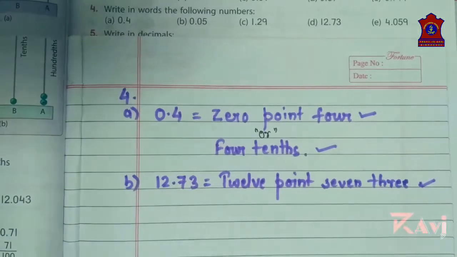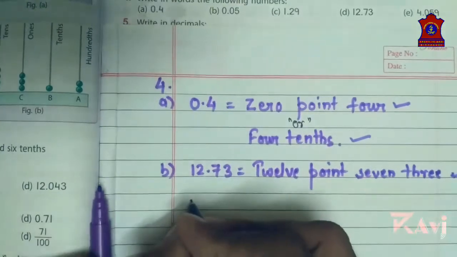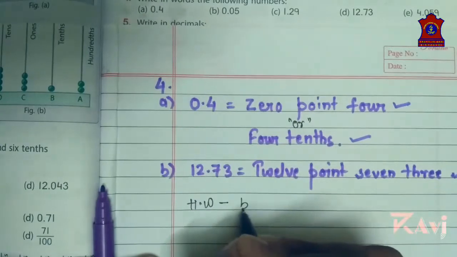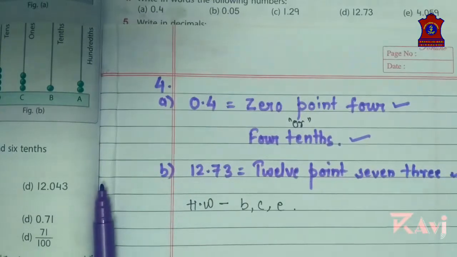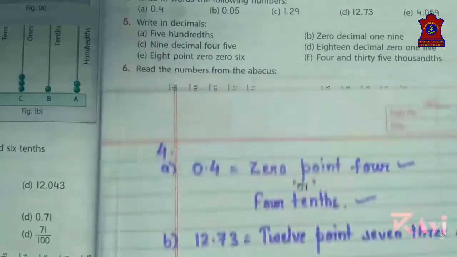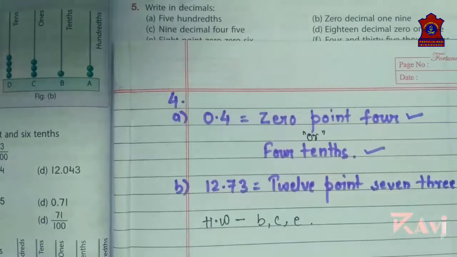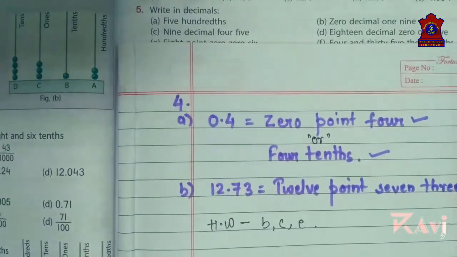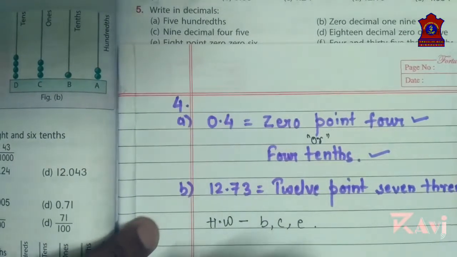Clear? Okay. Now, other questions you can do as homework. Question number B, C, and E. See, these are very easy. That's why I'm giving you as homework. Clear? So that you can practice and complete this exercise. Very simple exercise. You have done these things in class 4 also. Okay. So it is just a recapitulation chapter. Sorry, exercise.